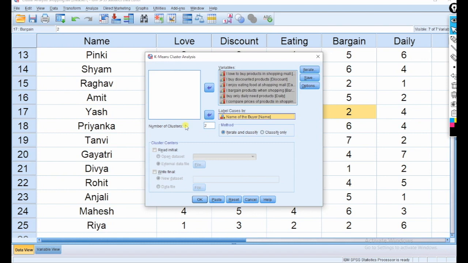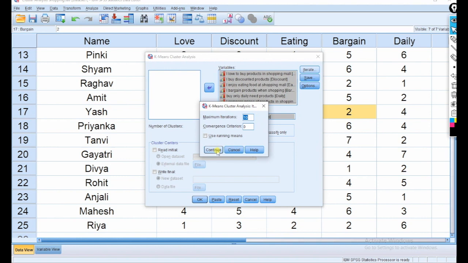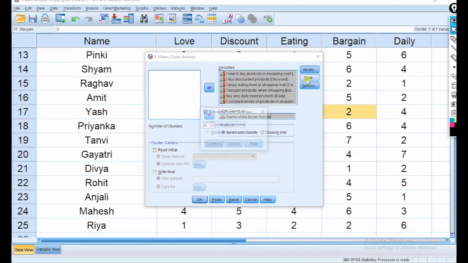In the previous hierarchical cluster analysis, we got the idea that we should make 3 clusters because we cannot make 4 clusters. If we create 4 clusters, only one respondent comes under the 4th cluster. So here we will select 3 clusters. Then iterate, nothing to do here. Then save, you can save cluster membership and distance from cluster center, and continue.